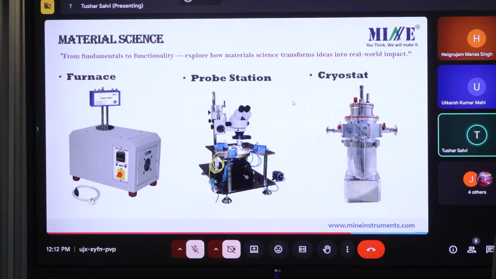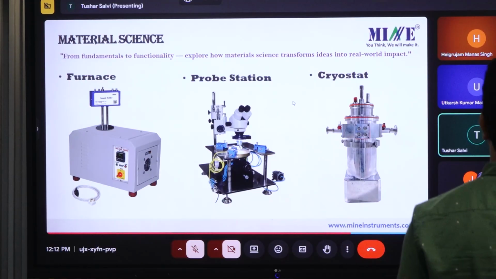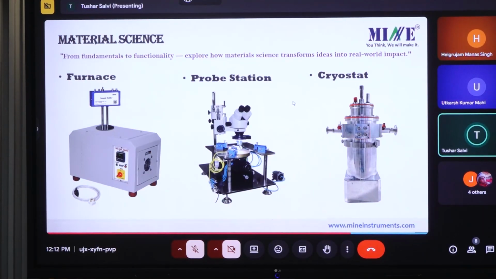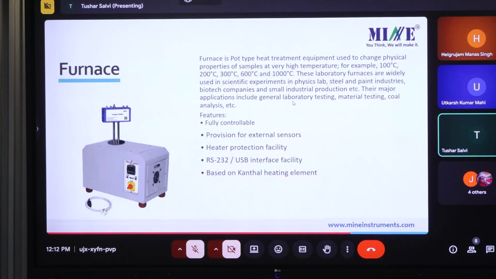Okay. So material science is from fundamental to functionality. How material science transforms ideas into real world applications, furnaces, processes, and research. This is material science. Major projects in material science: furnaces, processes, and research.